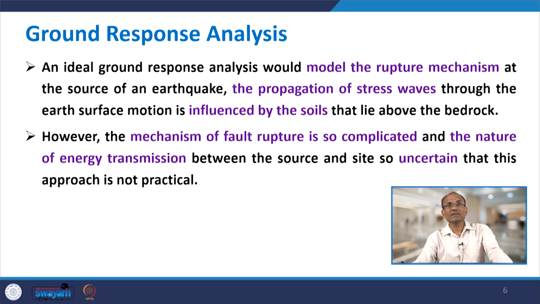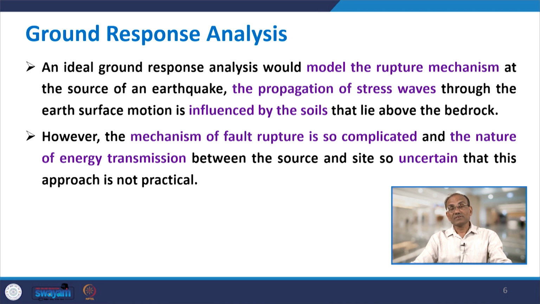Continuing with this, in general an ideal ground response analysis would model the rupture mechanism at the source of an earthquake. So, a rupture mechanism should be modeled including the source. The propagation of waves through the earth and the surface motion are influenced by the soils which lie above the bedrock. So, when the waves start from the source and move toward the ground, they are influenced by the properties of the soil. That is the thing which we are going to talk about in the GRA.